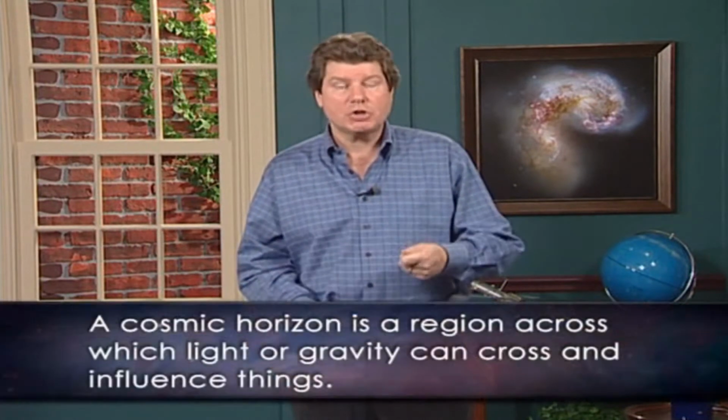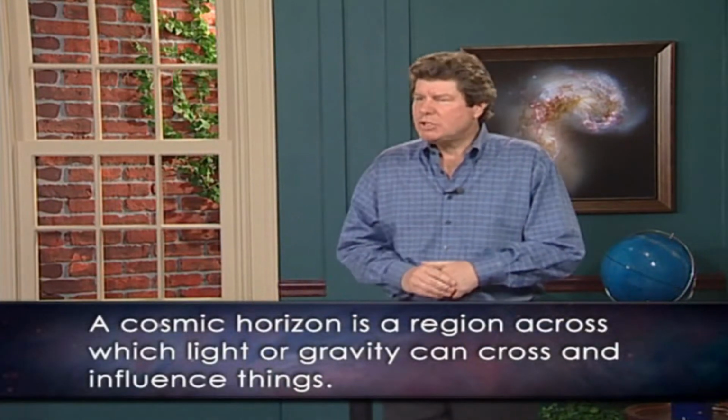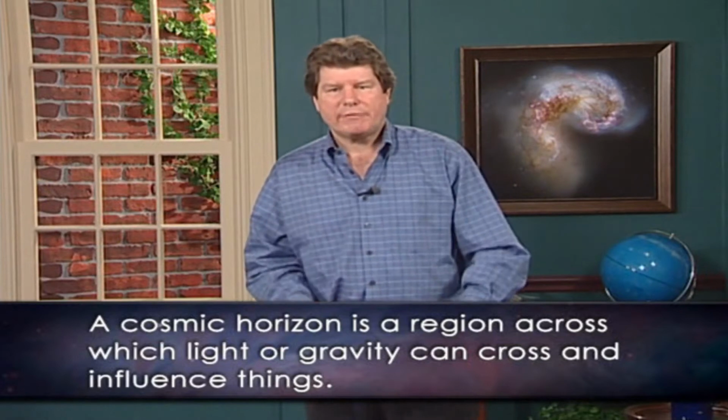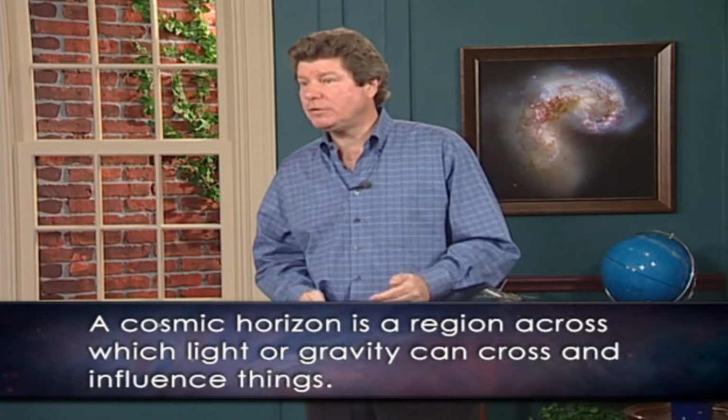We've come across the concept of the horizon before, but let's just review it. Out on the ocean, you can see to your horizon. You have knowledge of, you might even say you're affected by, everything within your horizon, but not beyond. And it's like that in the early universe. Every location has a sphere of influence, a cosmic horizon. It's a region across which light or gravity can cross and influence things. Its size is roughly the distance that light can travel since the Big Bang.